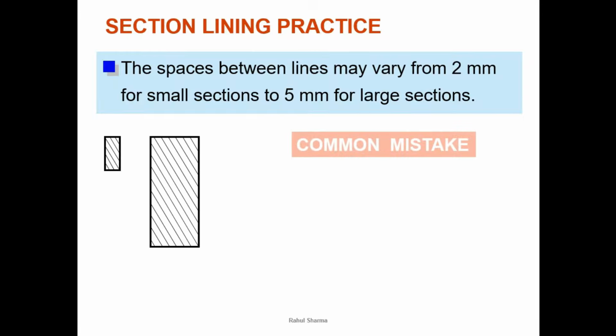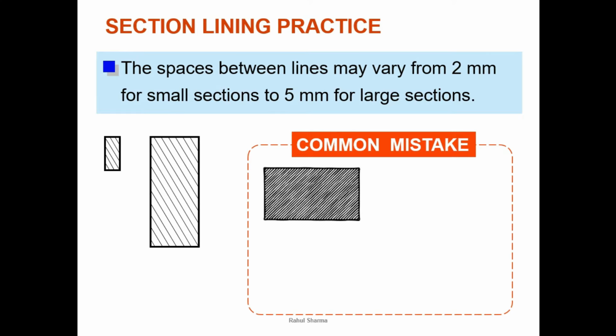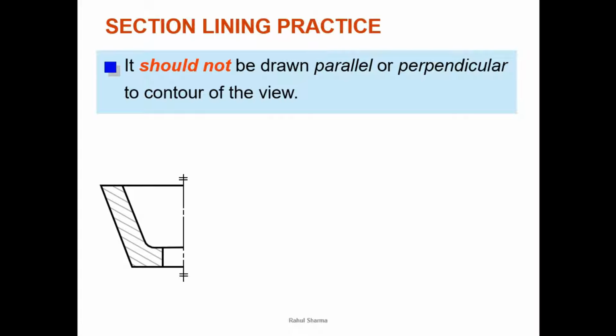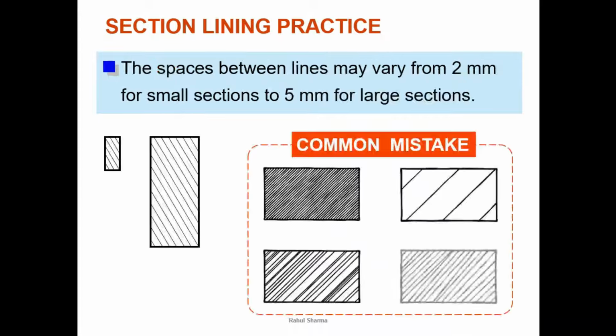Now a few common mistakes are there. First, in this, the lines are too messy. The space in between is very less, so this is wrong. In this, the gap is more than 5 mm, the lines are too much apart, so this is wrong. And in the third, lines are not having a constant gap. If you have taken 2 mm, then constant 2, and 5 mm, then constant 5. Here the lines are not parallel to each other, so avoid all these mistakes while doing the hatching.